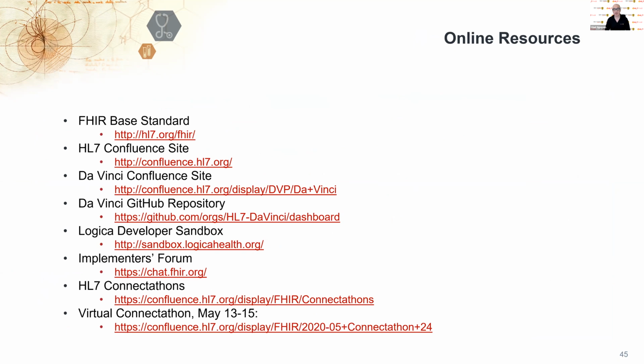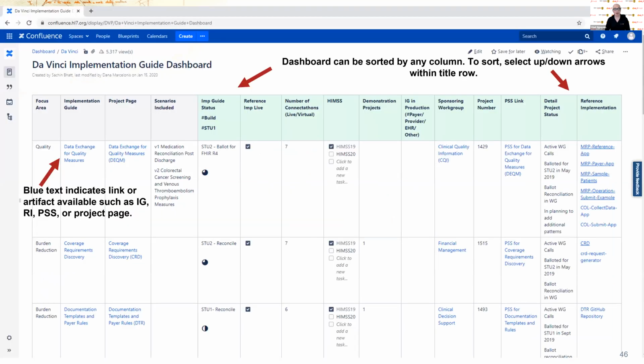And these slides will be made available. We have a number of resources in Da Vinci to help folks get engaged. You don't have to be a Da Vinci member to take advantage of the guides we've built. They're all available here on the HL7 Confluence site. If you went to confluence.hl7.org, you'll find a link to Da Vinci. And when you get to the Da Vinci homepage, there's a link for this implementation guide dashboard.